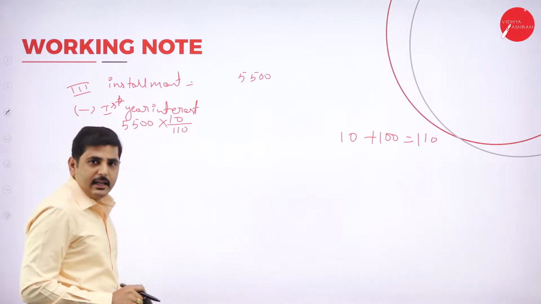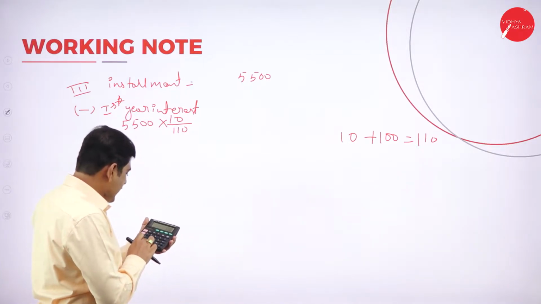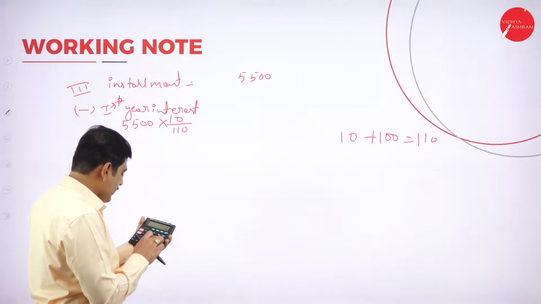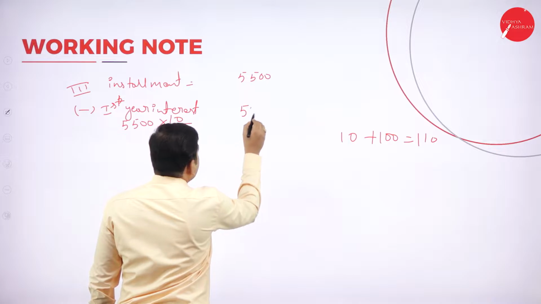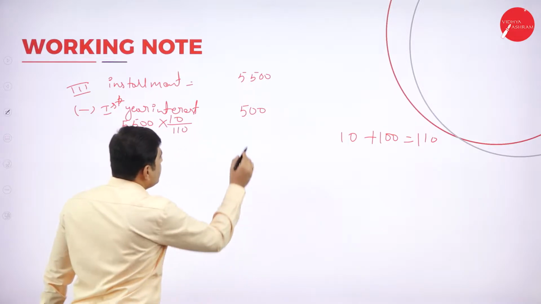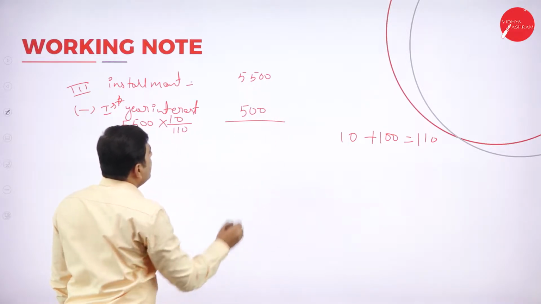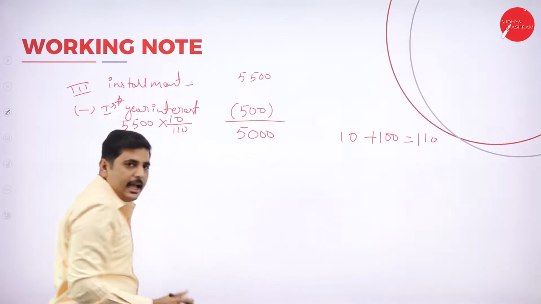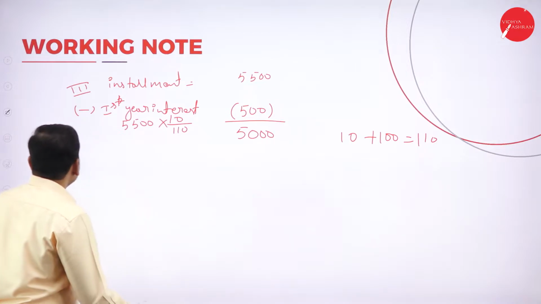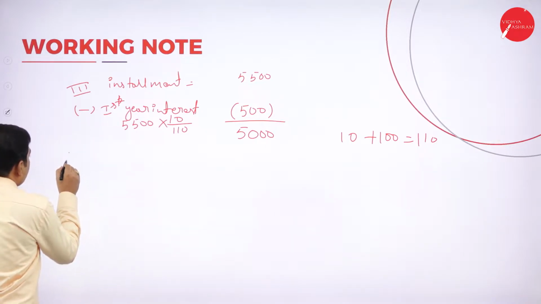So let's calculate the interest. 5,500 into 10 by 110. So we get 500 as the interest. So let's deduct this 500. So it is 5,000. Again add the second year installment. Add the second year installment.